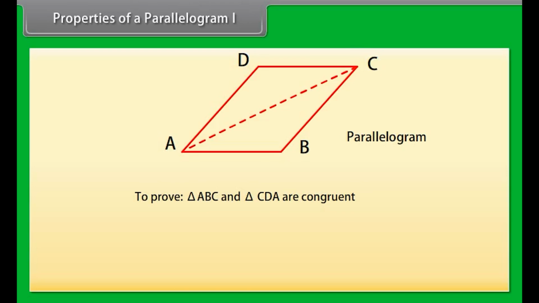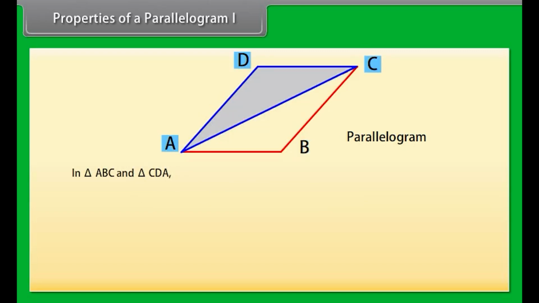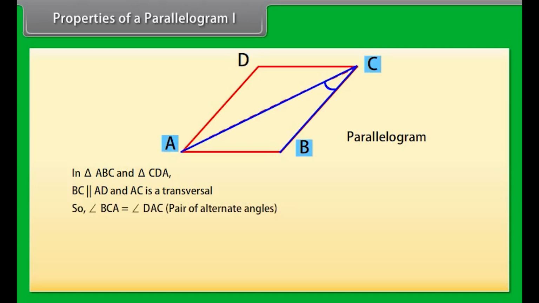We need to prove that triangle ABC and triangle CDA are congruent. We can see that in triangle ABC and triangle CDA, BC is parallel to AD and AC is a transversal. So, angle BCA is equal to angle DAC because these are a pair of alternate angles. Also, AB is parallel to DC and AC is a transversal.